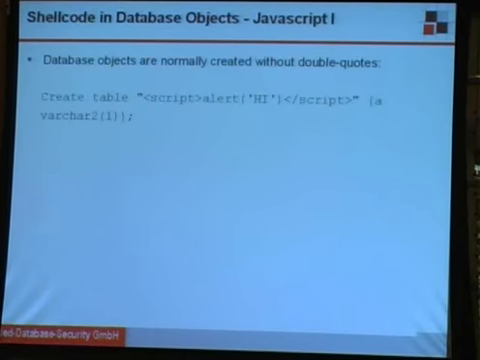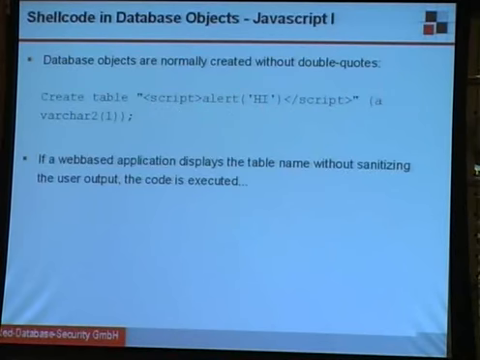What happens, for example, in many applications if you do something like this? This is a valid table name, and it's according to the standard. You say create table, and then you say script alert high script. Some web applications try to display this. For example, this is a bug from the DBA Connect web application, which is able to show tables. And they're not doing input validation or output validation.